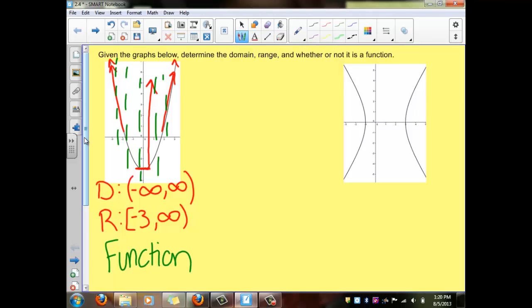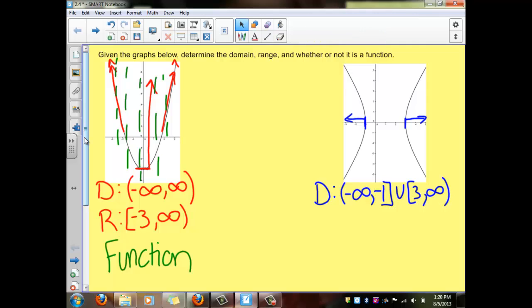Now on this second one, let's look at our domain. This is all the values our x can be. So notice x can be anything from here this way, also then from here this way. So it'll be actually from negative infinity up to -1. It hits -1, so use a bracket. But also from 3 up to infinity.